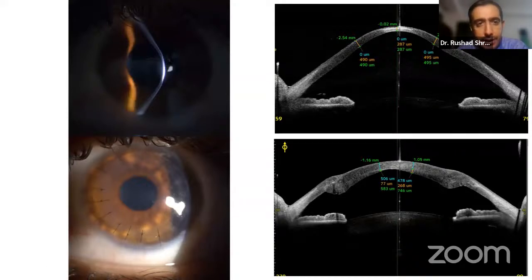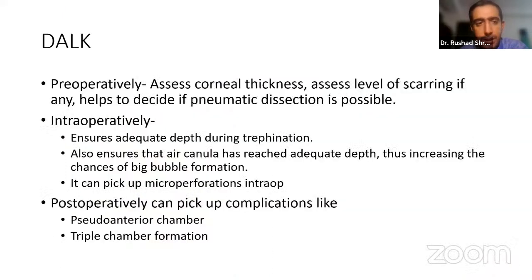So this is again an example of keratoconus where we've done a deep anterior lamellar keratoplasty. For that, you can see the difference in the thinned out hyperreflective area just below the Bowman's membrane in the keratoconus eye, and followed by that the DALK was done, and this is looking a lot better. In DALK specifically, it helps to assess corneal thickness, level of scarring, if any, and helps to decide if a pneumatic dissection is possible. If you have extensive scarring, then you may have to go layer by layer to dissect in a DALK.